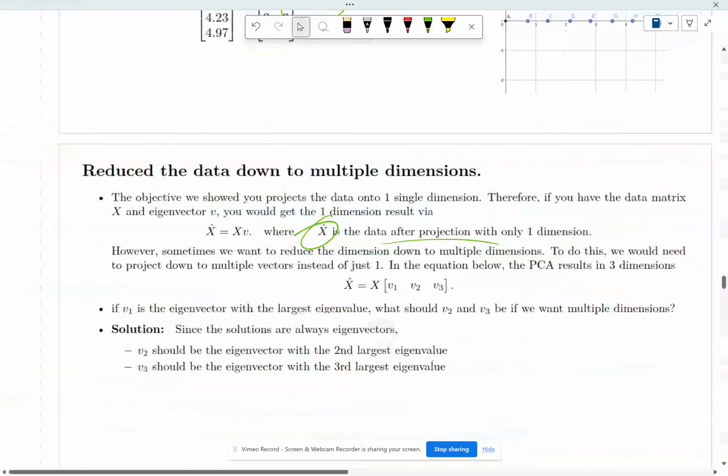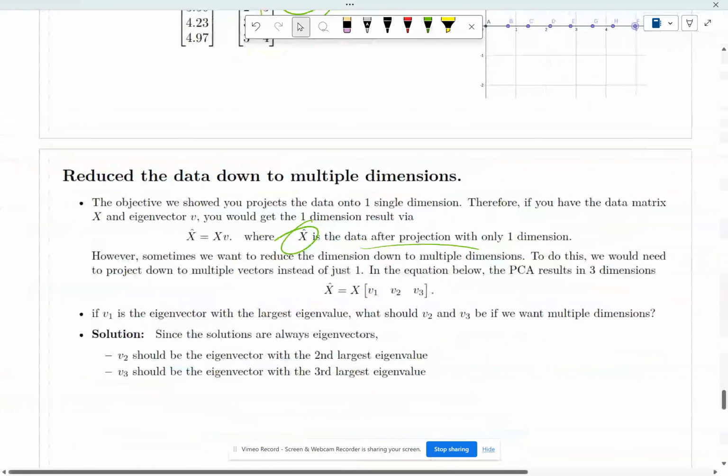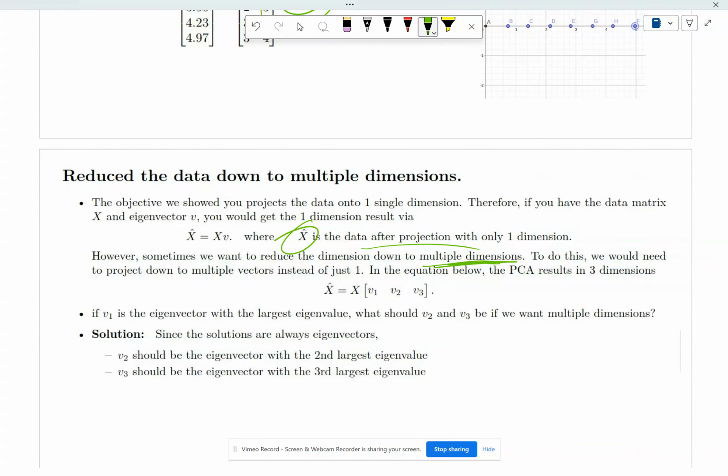But you don't always just want to reduce it down to one dimension. Maybe you want to reduce it down to multiple dimensions, right? To do this, we will then need to project down to multiple vectors, not just one. We need to project multiple times. And then this will result in 3 dimensions. So this example, having 3 vectors, will give us a resulting dimension of 3.